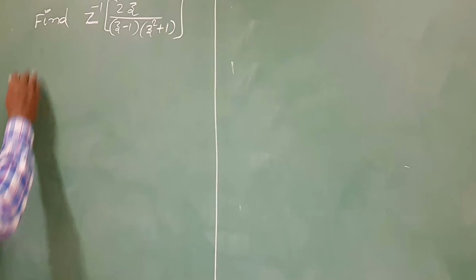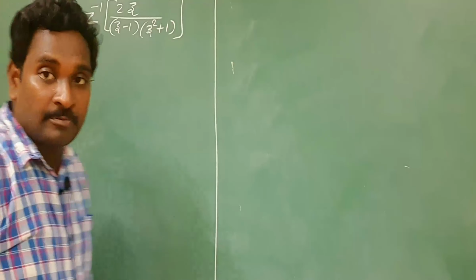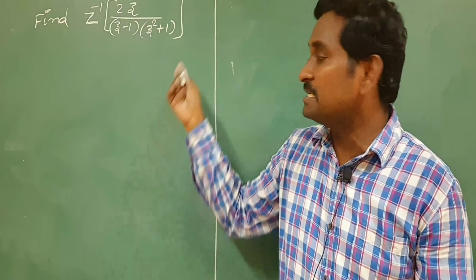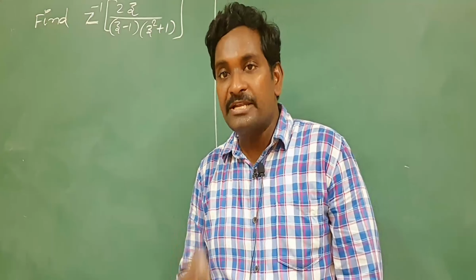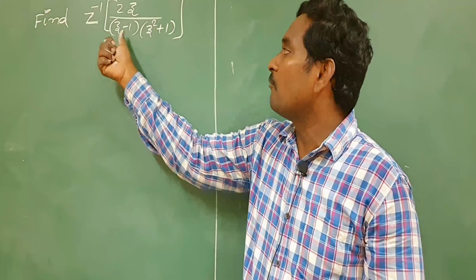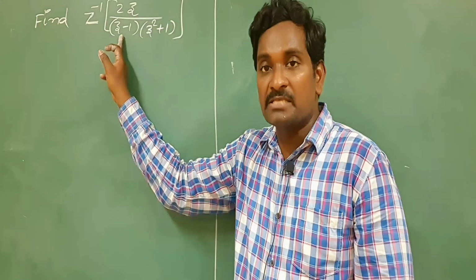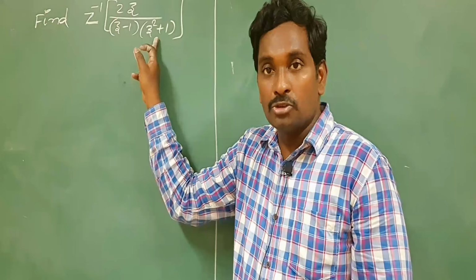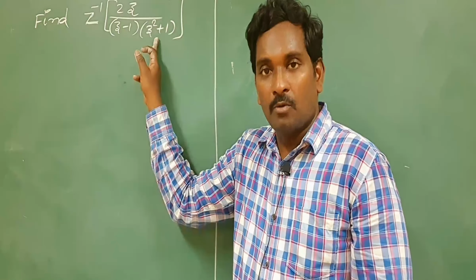See the next example. Find z inverse of 2z by (z minus 1) into (z square plus 1). Please try to understand the difference between the previous examples and this example. In previous problems, the denominator has only different linear factors. But in this problem, the denominator has one linear factor, z minus 1, the first degree factor, which is also known as a linear factor. What is this? This is a quadratic factor which does not contain linear factors. That's why this is called an irreducible quadratic factor.